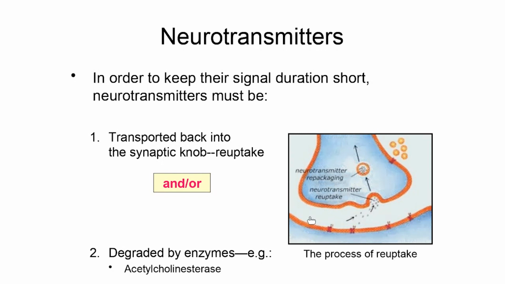Another way that we'll sometimes see neurotransmitters being cleared from the synaptic cleft so that they're not constantly, chronically, permanently stimulating that postsynaptic neuron is through degradation by enzymes. So when we were talking about skeletal muscle contraction, you learned about acetylcholine and learned that that is the neurotransmitter that's used in skeletal muscle contraction.